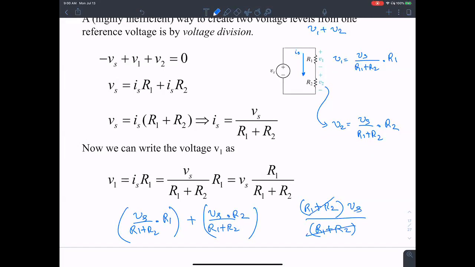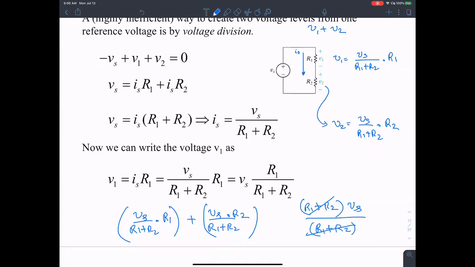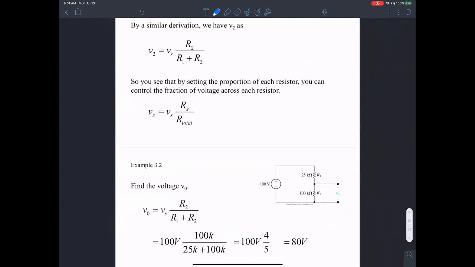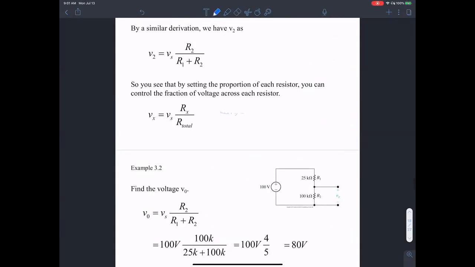Okay, this is Vs. Therefore, the sum of these voltages, V1 and V2, adds up to the total voltage applied. So the point here is the total voltage applied is dropped across two resistances. The larger resistance has a large voltage drop, the small resistance has a small voltage drop. Let me put that in writing here. So this applies to the series connection. Voltage is divided.